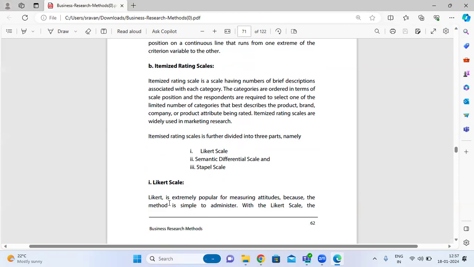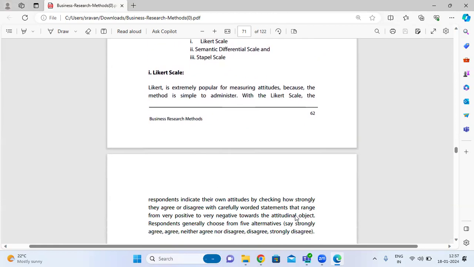The Likert scale is extremely popular for measuring attitudes, because the method is simple to administer. With the Likert scale, respondents indicate their own attitudes by checking how strongly they agree or disagree with carefully worded statements that range from very positive to very negative towards the attitude objective.